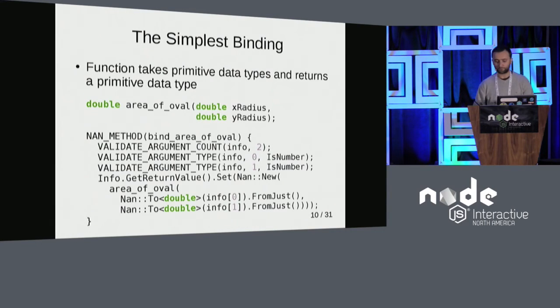like this constant refers to this particular enum, so it should be used in these contexts. So the simplest binding, it takes primitive values, it returns a primitive value, and here you do all the validation at the top, and all of those macros, I showed you how they're implemented. Basically, you throw an exception and you bail, and in the end you end up calling the C API area of oval, and then you set that as your return value, and that's it, right?